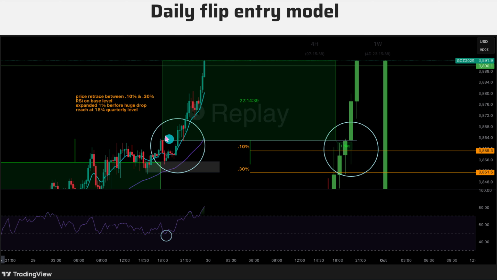So you can see how price came down, came between 0.10 and 0.30%, and we made a clear breaking structure. Once you get that clear breaking structure on a 15-minute time frame, your entry is here, stop below here. And then guess what? You'll be targeting the highs. So this is more of a continuation model, but this is the basic anatomy of how we would do a daily flip entry model.